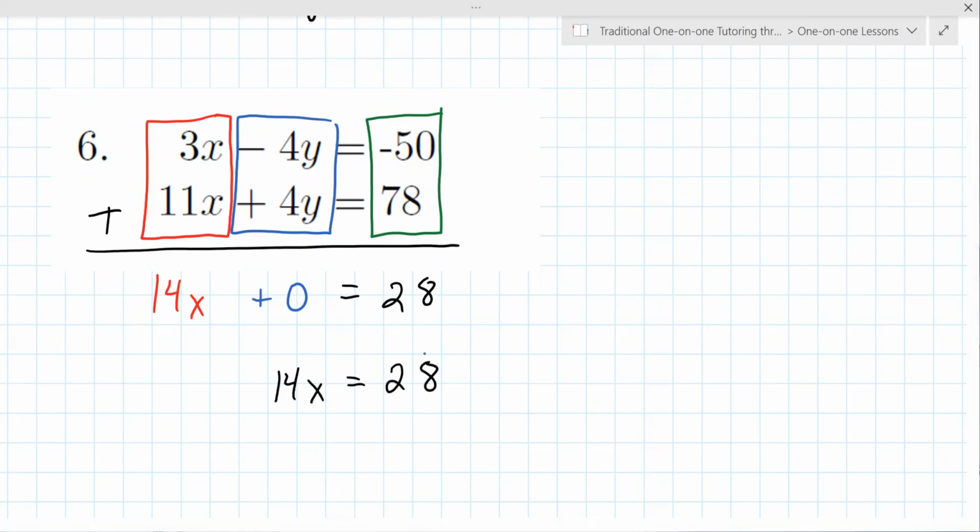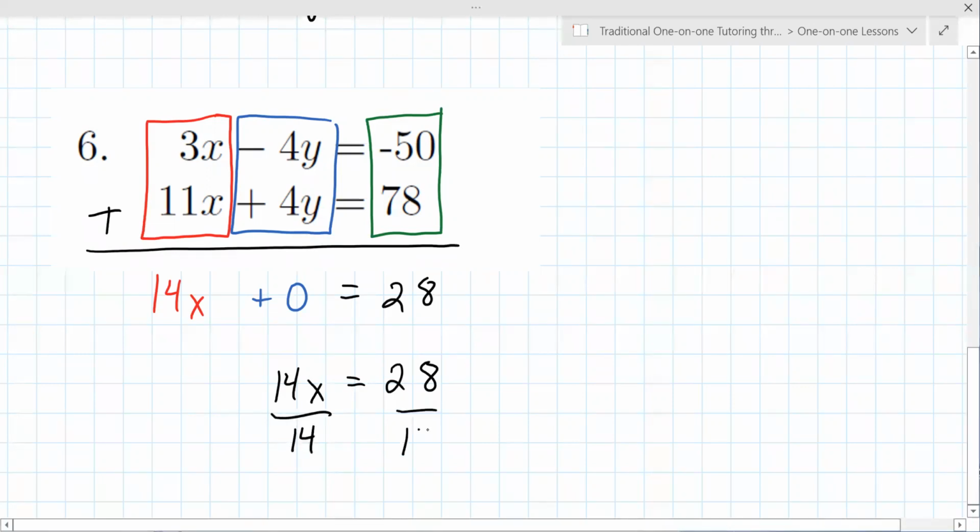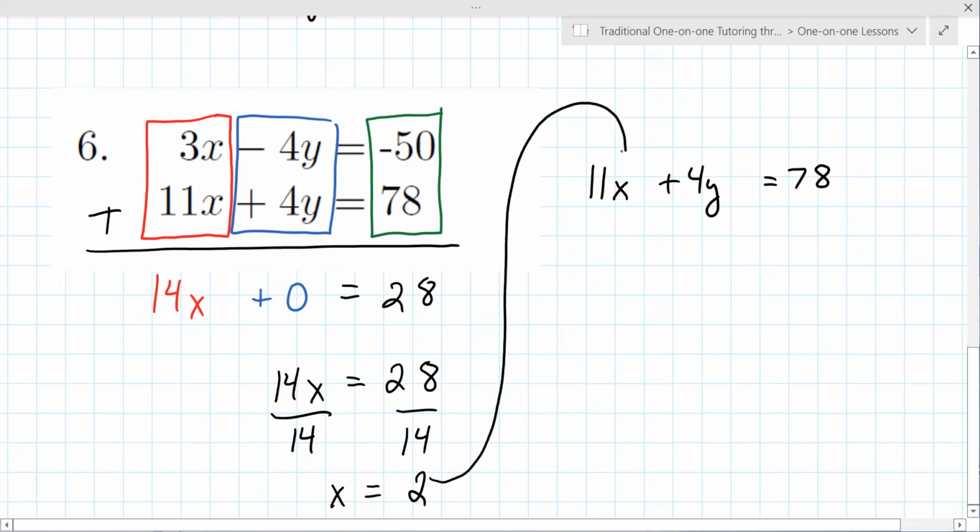Divide both sides by 14. Very good. And what does x equal? 2. All right, now I want you to use the second equation and solve for y. So you're going to take that value of 2 and put it in for x. So it's 11 times 2 plus 4y equals 78. I want you to try solving it from here, please.